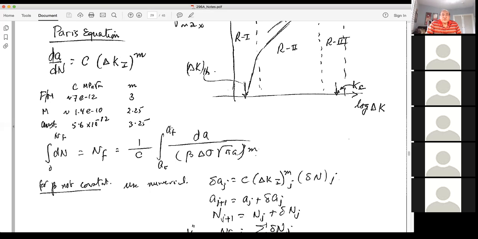If for a homework assignment problem or an exam problem, we have to assume beta as an average value, like we could determine an average value or given that value, and therefore the integration will be pretty straightforward. So integrate dA divided by square root of a to the power m, and everything else is constant. And the only problem is that we have to figure out what is the initial size, what is the final size. The initial size is very well fixed by the NDE inspection method used.